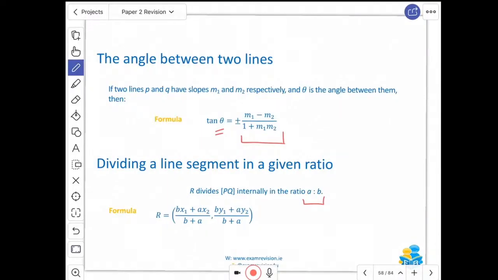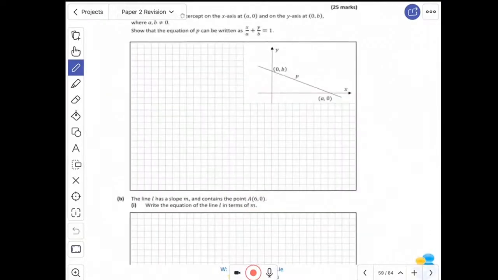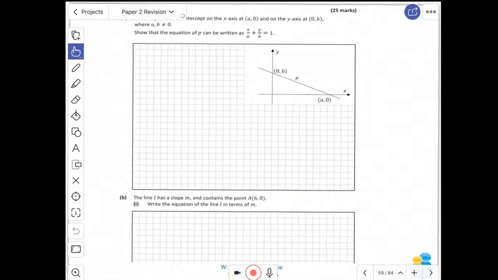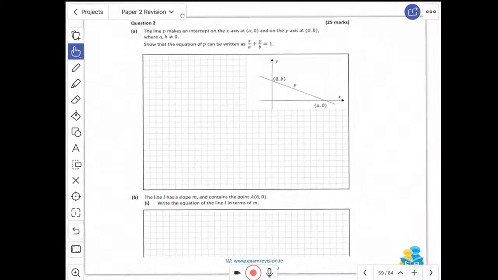Okay, so we're going to have a look at a quick question to maybe put some of those things into play. We're told that the line P makes an intercept on the x-axis at (a, 0) and on the y-axis at (0, b), where a and b are not equal to 0. Show that the equation of P can be written as follows.